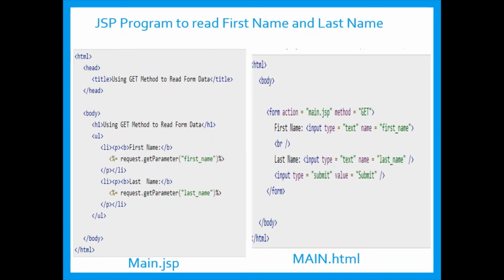Next, I need to read the second text field, that is the last name. Then I am again making use of an expression tag, that is tag percentage equal to request, which is an object of the HttpServletRequest class. Then I am making use of the getParameter method. The getParameter is a method belonging to the HttpServletRequest class. So I am using the parameter name last name. Here I am printing the first name and last name. This is a simple code using JSP with the help of HTML via JSP.